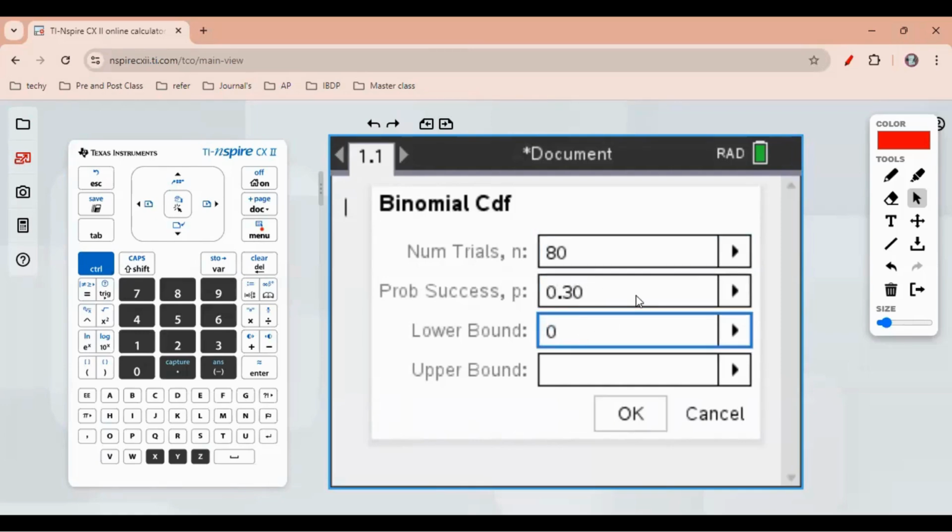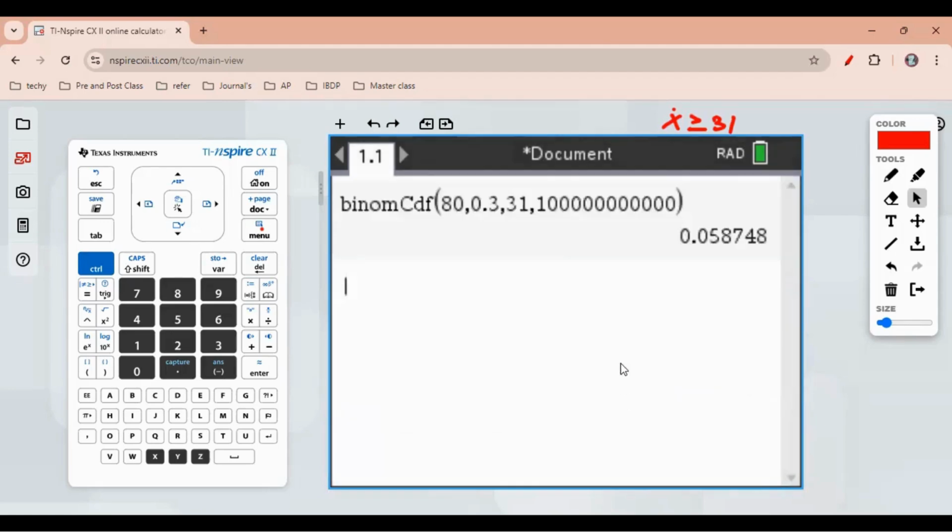Lower bound is, actually we have taken X greater than or equal to 31. So lower bound is 31 and the upper bound is a very big value, right? So you can just put 31 and one followed by a few zeros and click OK. So we got this, right? And we can interpret the result from this very basic thing.